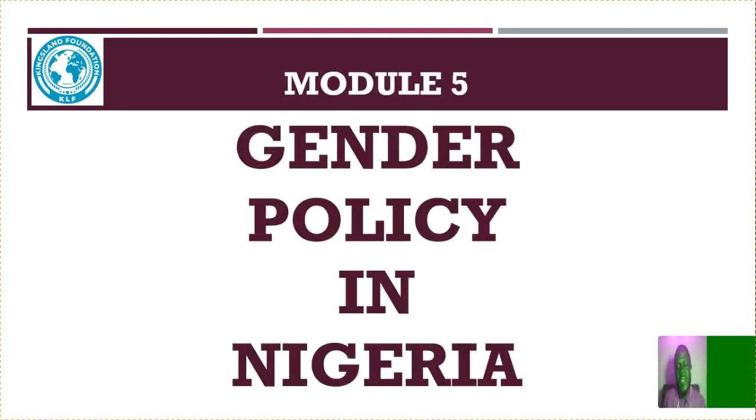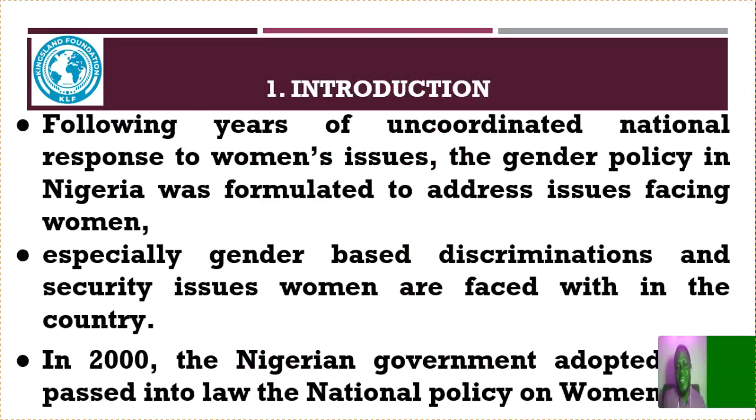Now, it's very important to discuss something also that is critical. So the next module will take us to the gender policy in Nigeria. When we talk about policy, we're referring to those decisions or laws, regulations, basically, that determine the place of women in Nigeria as a government response or government responsibility. So, by way of introduction, following many years of uncoordinated national response to women's issues, the gender policy in Nigeria was formulated to address issues facing women, especially gender-based discrimination and security issues women are faced with in the country. In the year 2000, the Nigerian government adopted and passed into law the National Policy on Women.